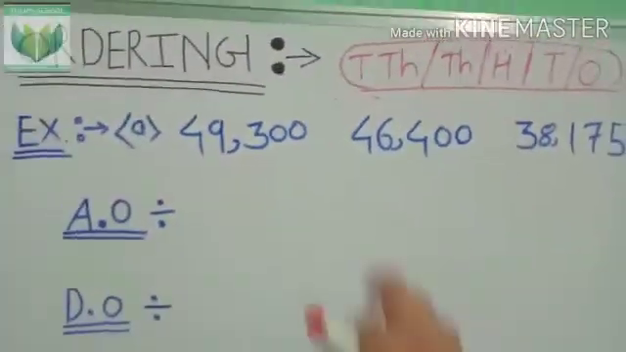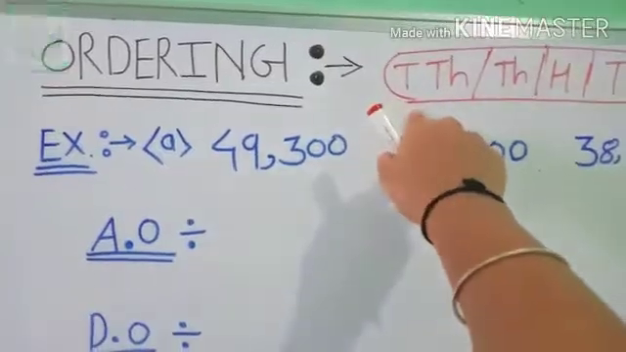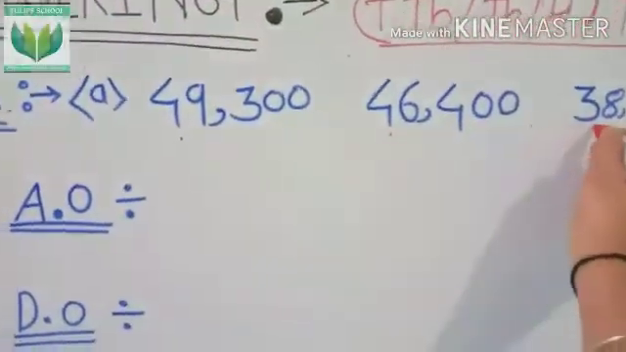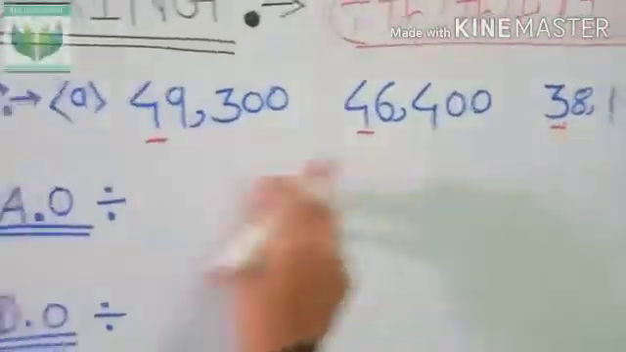Okay, first we have to check the ten-thousands place. Here 4, here 4, here 3. Here 4, here 4, here 3. Which number is small now? Tell me.